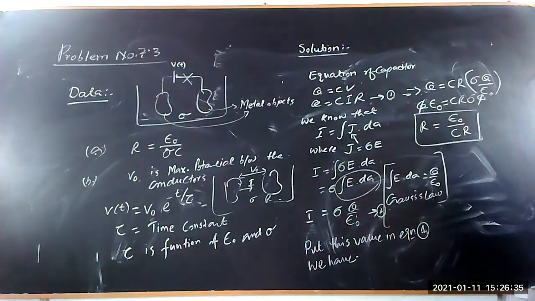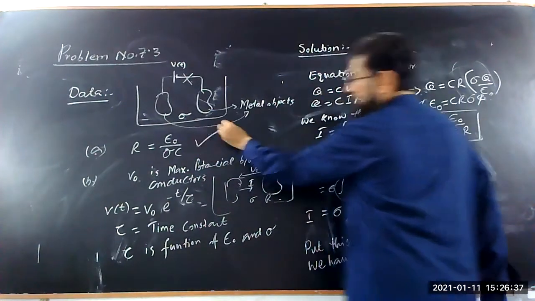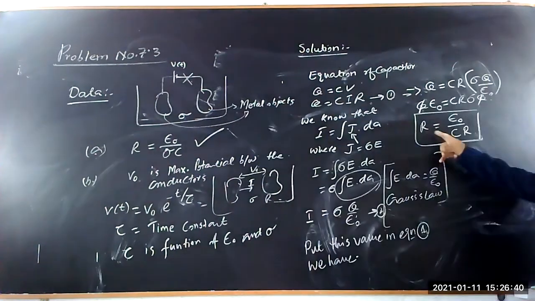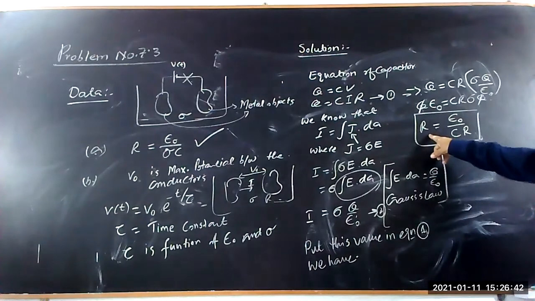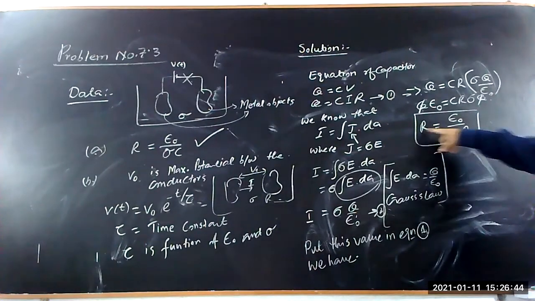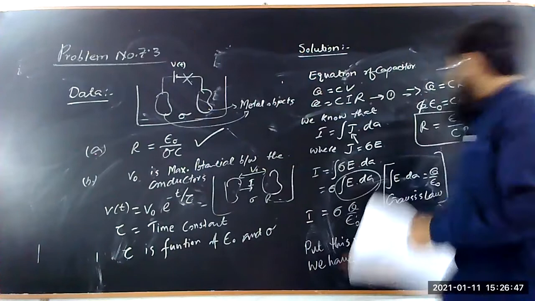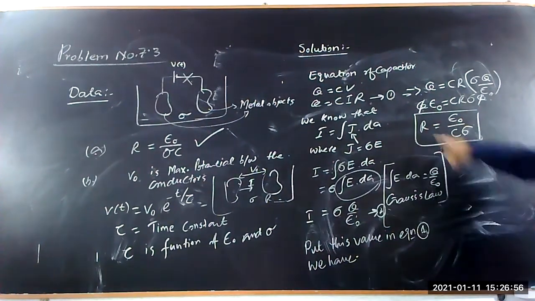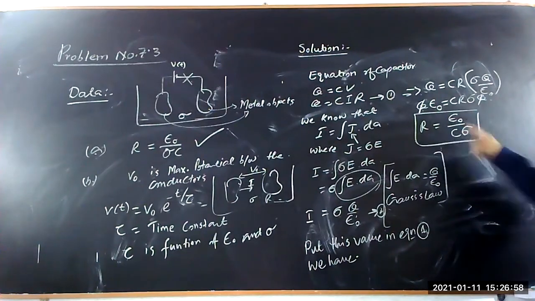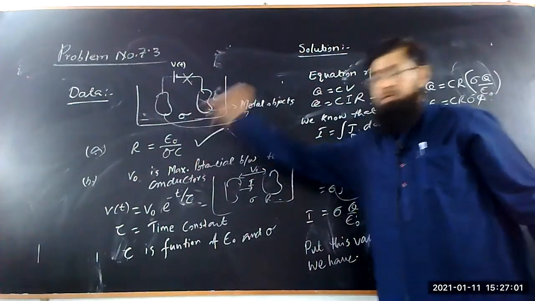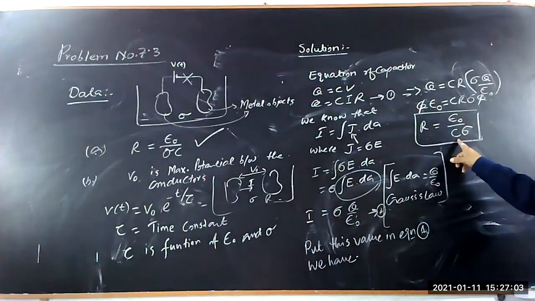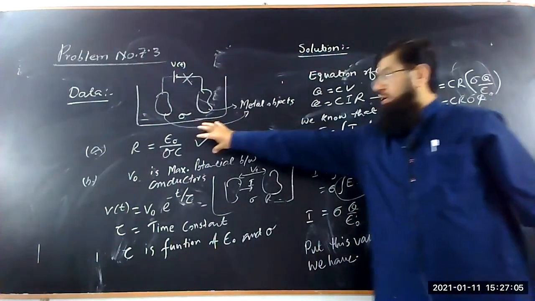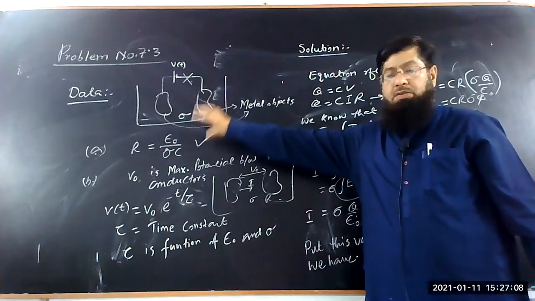So this is what we had to prove. Look here, which we have proved: the resistance is related to the capacitance through this relation. So R is equal to epsilon naught over C sigma. So this is proved. We have proved the first part of problem 7.3.